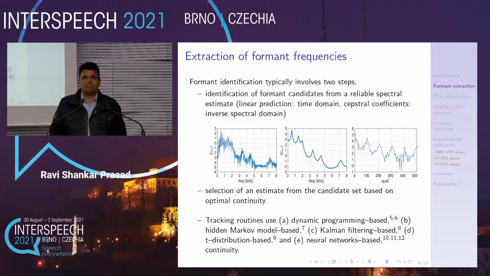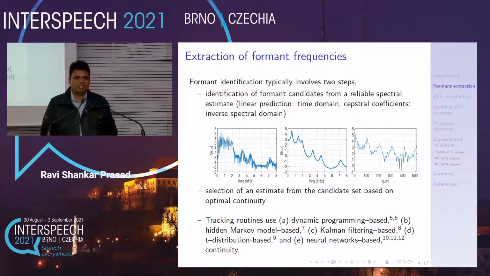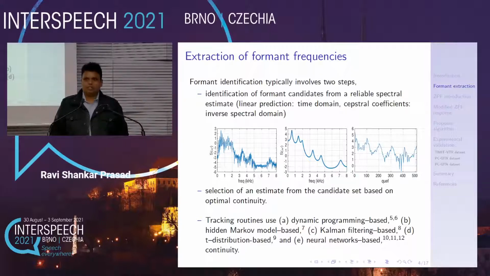So extraction of formant frequencies usually follows a two-step process. The first step is to generate appropriate candidate frequency locations from a spectrographic representation of speech. The representation can be obtained in time domain by linear prediction and also in frequency domain by probably the DFT spectra or some other appropriate spectra, and in the cepstral domain as well.